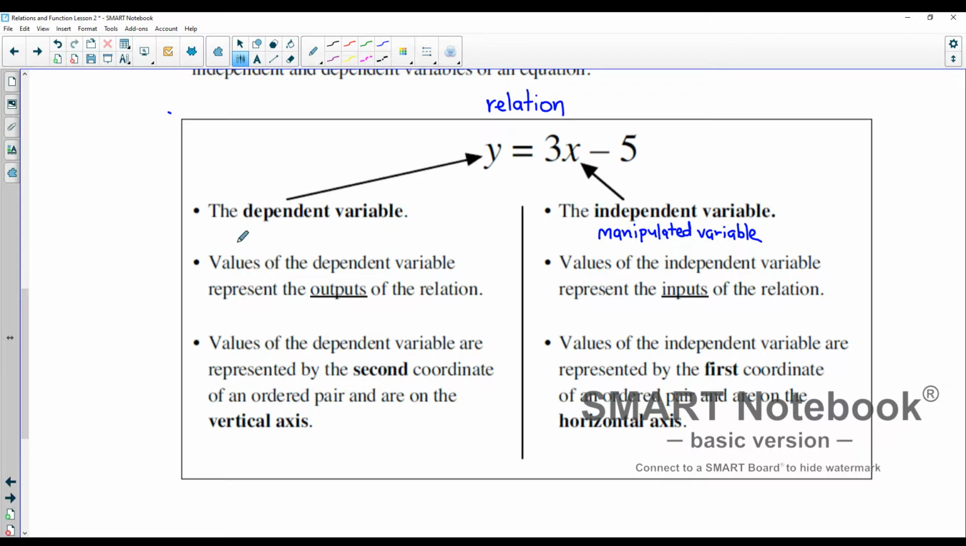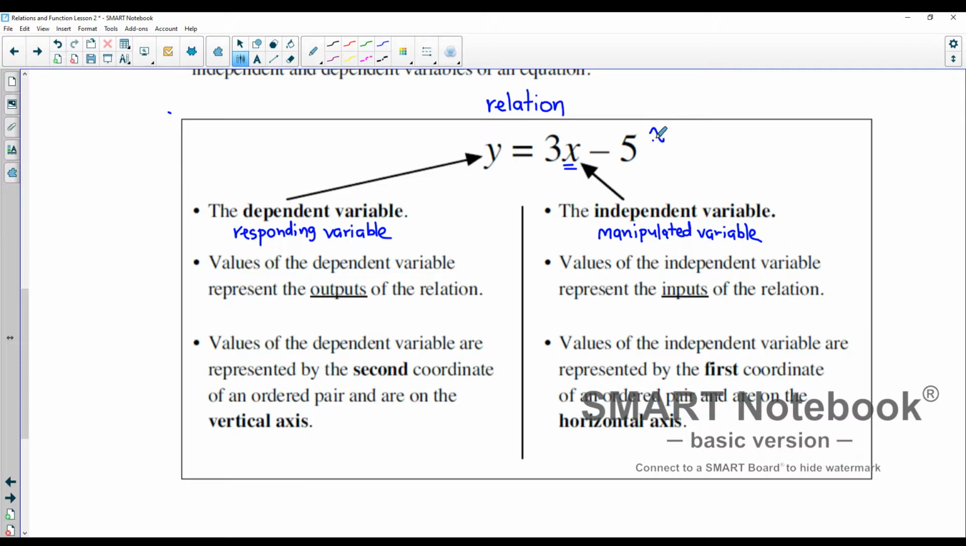The dependent variable, I refer to it as the responding variable. We can also call it the dependent variable. The reason it's called the dependent variable is because it depends on what the value of x is. So we can actually use this equation to plug in different values of x to determine different values of y. So let me give you an example.